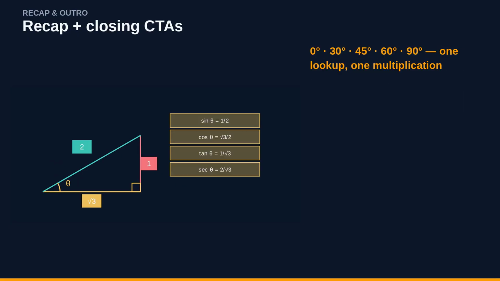0, 30, 45, 60, 90: 5 rows, built from 2 special triangles and 2 limits, and every numerical trig question in Tier 1 becomes 1 lookup and 1 multiplication.